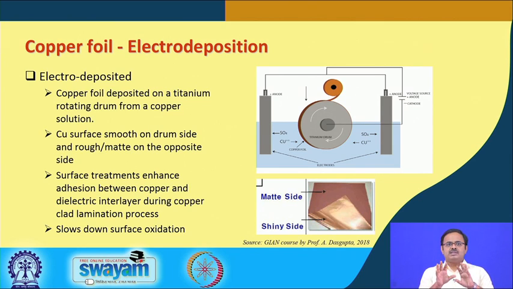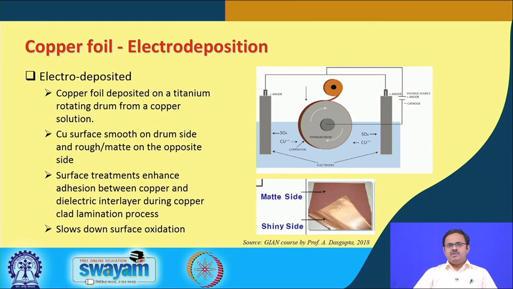First you have a rotating drum made of titanium, which is dipped in an electrolyte, and then there are two electrodes. What happens is the copper foil is first deposited on this rotating drum, and then you have a spindle, and the sheet, as shown here, comes off the drum on which it is deposited and is rolled in this form.